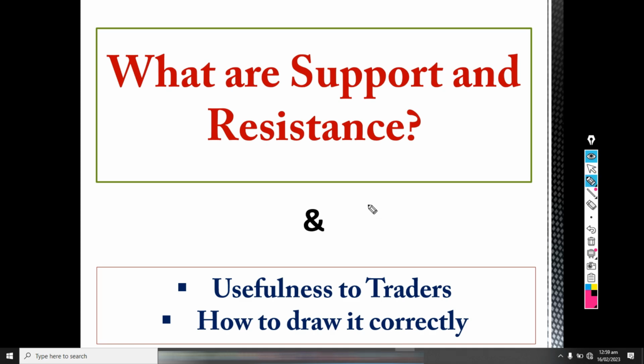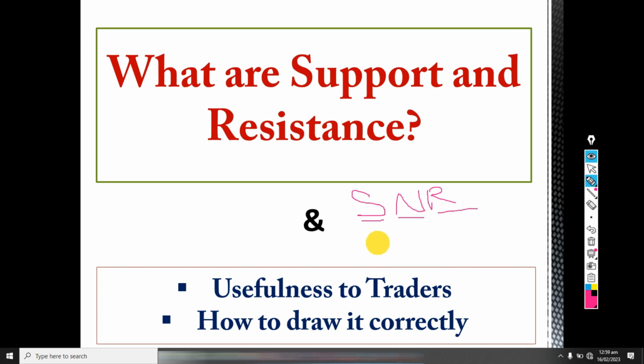Support and resistance usually has the acronym S and R. So here S is for support, and R is for resistance.